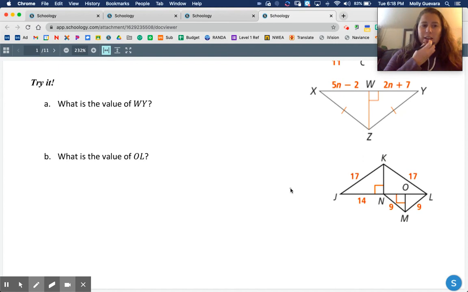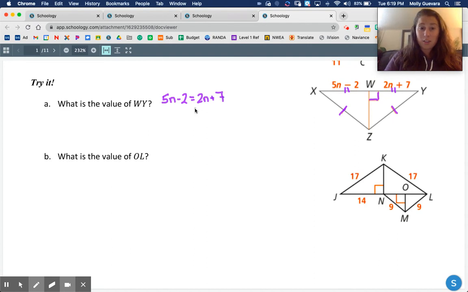All right, so let's look at our first example, example A. It says, what is the value of WY? So right here. So looking at this, I see that ZW is the perpendicular bisector, one, because it's perpendicular, and also because X to Z and Y to Z are the same length. So that tells me that Z is on the perpendicular bisector. Since it's on the perpendicular bisector, it bisects XY in half. So 5n minus 2 is the same length as 2n plus 7. So we should have gotten 5n minus 2 is equal to 2n plus 7.